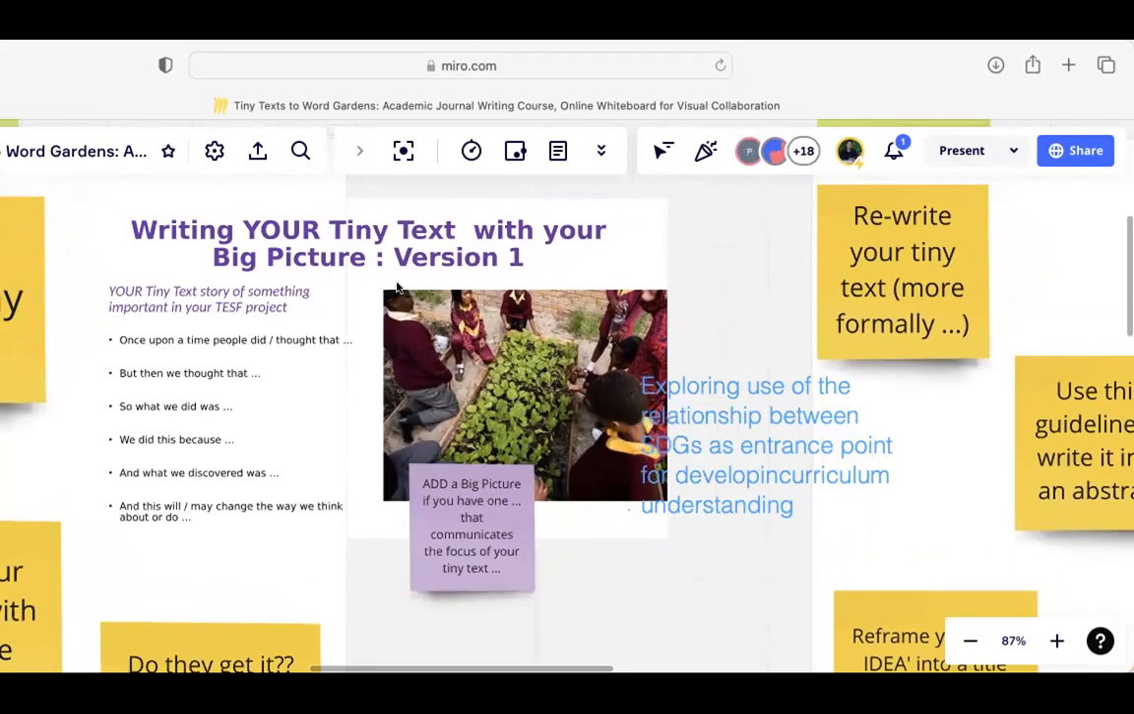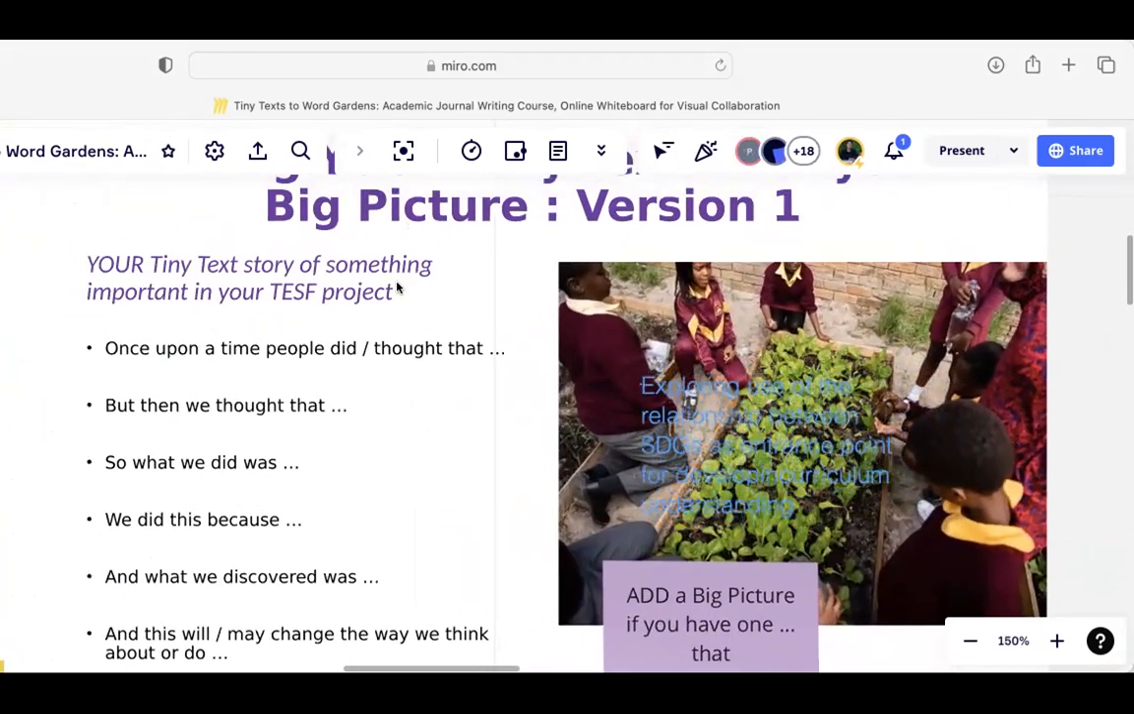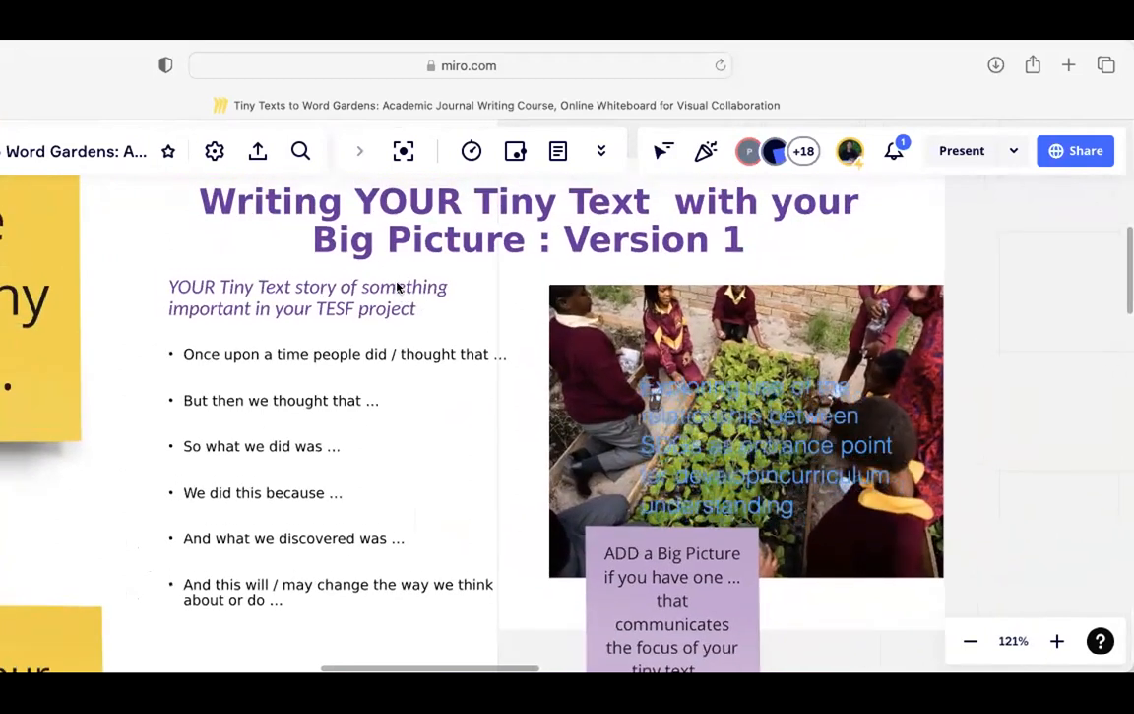Unfortunately, this blue text now is interfering a little bit with what's on my screen here, but it's okay. We'll sort it out during the tea break.